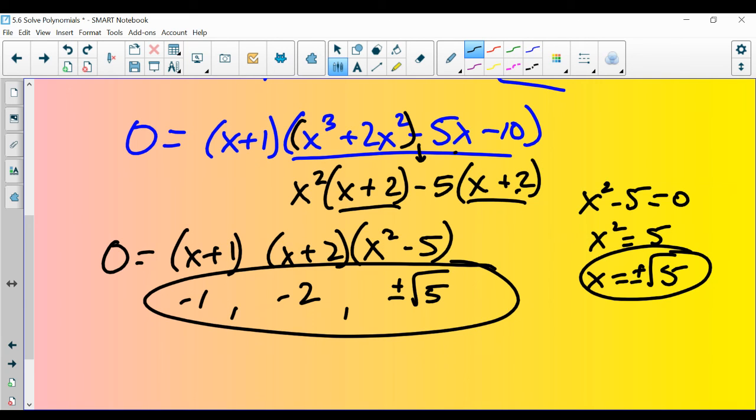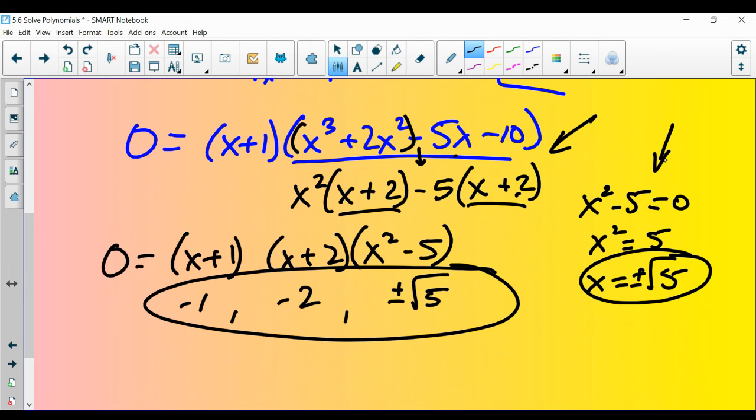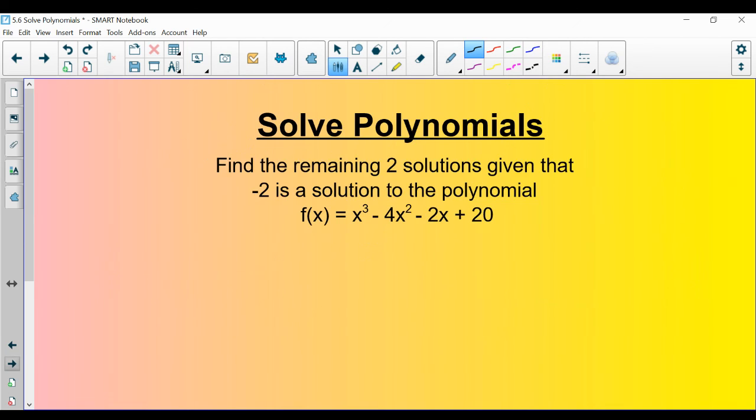And truthfully, that is as complicated as Chapter 5 can get for us. Now I know that that's a lot, but it does incorporate a lot of ideas. We've got synthetic division. We've got factoring by grouping. We've got solving quadratics in non-traditional ways, all in one problem. So that is a lot.